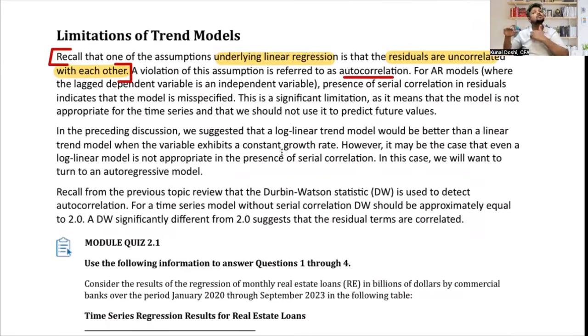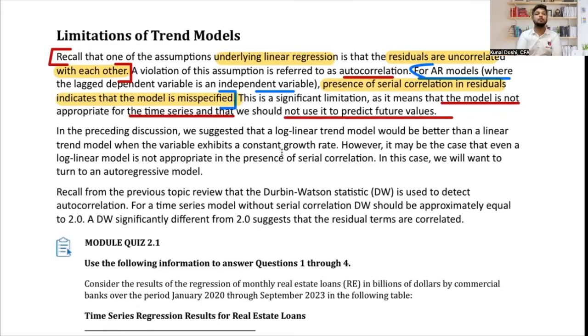For this, we are going to use a separate model if there is an issue of autocorrelation. In this case, we will use a model called AR models, which we will see in a moment. Whenever there is the issue of autocorrelation, we will use AR models. What is an AR model? We will see it in a moment. The presence of serial correlation in residuals indicates that the model is misspecified. Yes, whenever there is autocorrelation or serial correlation, we have misspecified the model. This is a significant limitation, as it means that the model is not appropriate for time series and we should not use it to predict future values.